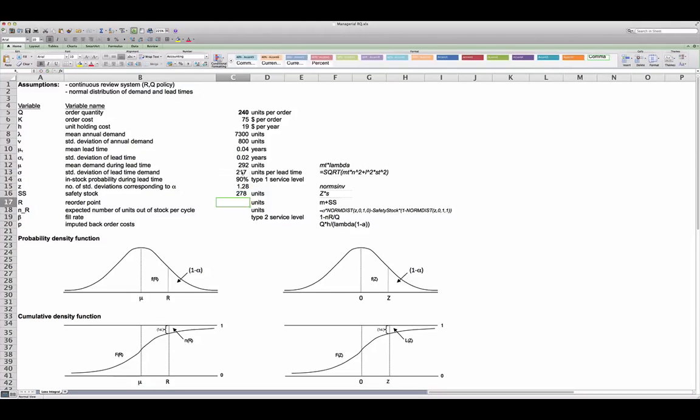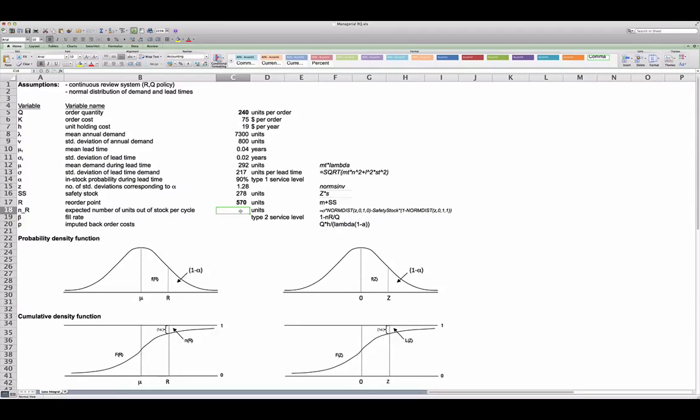And then my reorder point, of course, will be equal to mean lead time demand plus the safety stock, which we just calculated, and that will give me a value of 570 units. So again, these two values that you see highlighted in bold, Q, which is 240, and R, which is 570, those define the managerial RQ policy we are looking for here.